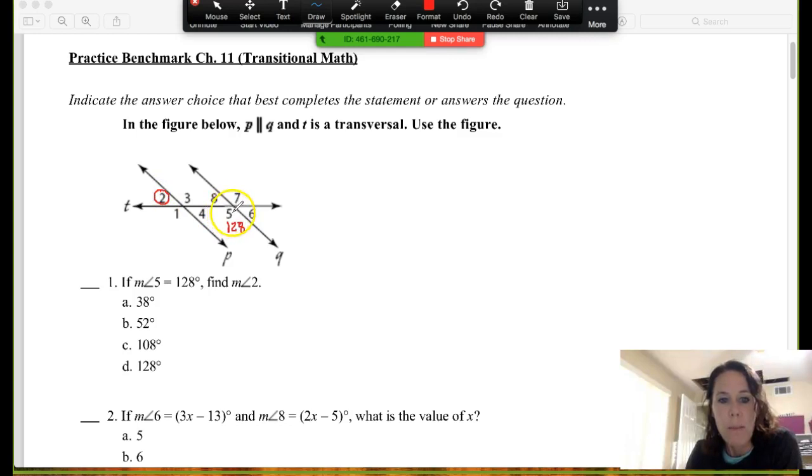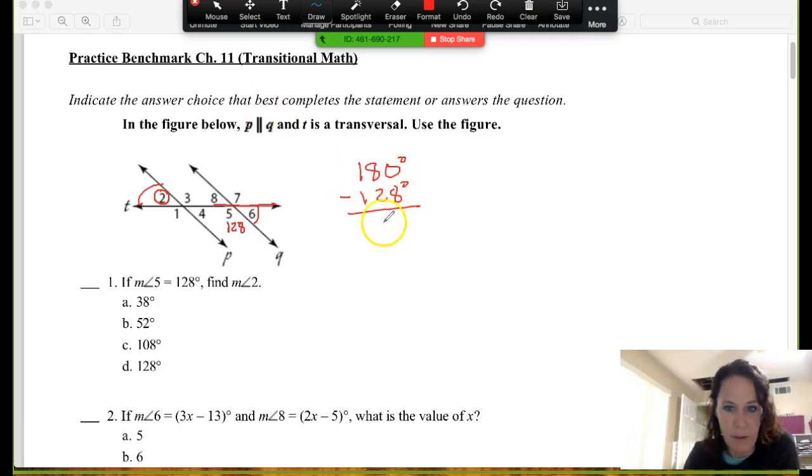Well, measure of angle 5 is inside, and the measure of angle 2 is outside. It would be nice if there are alternate interiors or maybe alternate exteriors, then they would be congruent, but they're not. However, I know 2 and 6 are congruent because they're alternate exteriors. And I can figure out the measure of angle 6 because this makes a straight line.